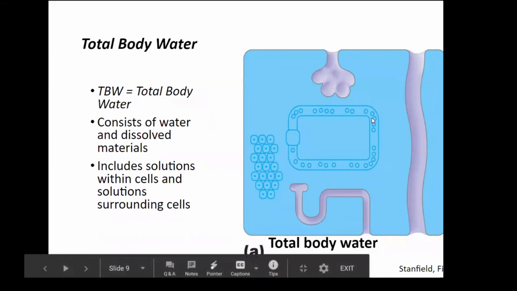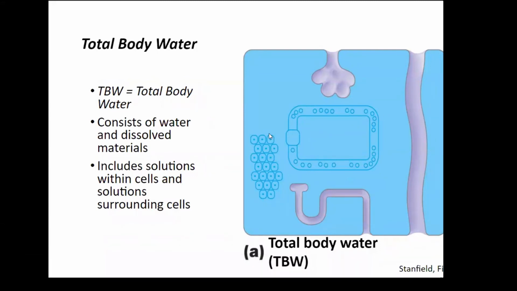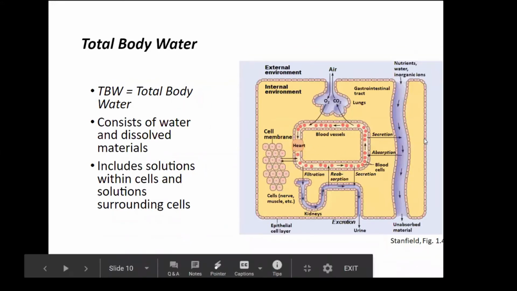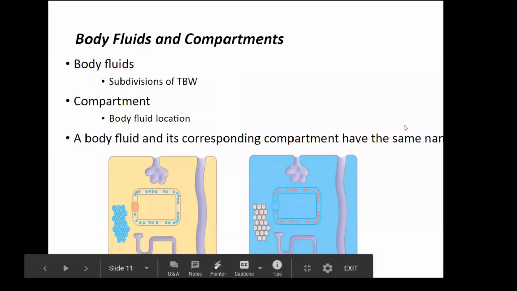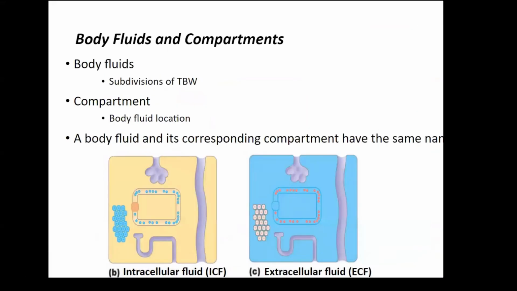So we have water and dissolved materials in our total body water. There will be different solutions in our cells and surrounding those cells. So as we start to break down total body water, here we go. We're going to have subdivisions of that body water. And that's what we see highlighted here in this image. When we're looking at these images, the part in blue is the fluid we're talking about. So we can start to think of this as a tree if we're thinking about our divisions of total body water.